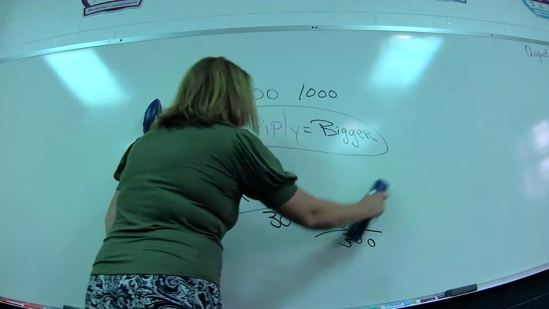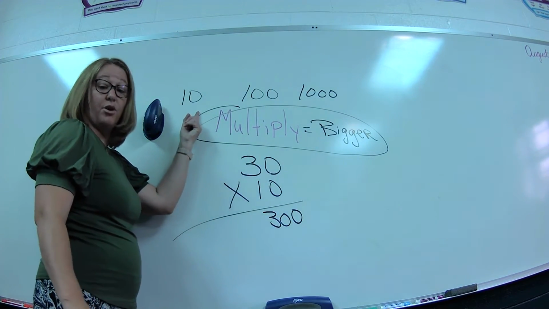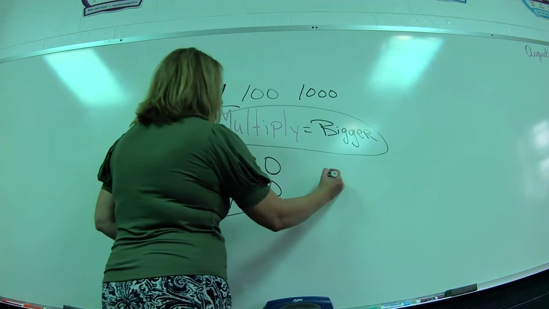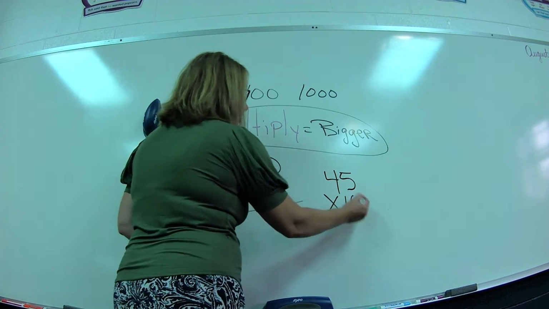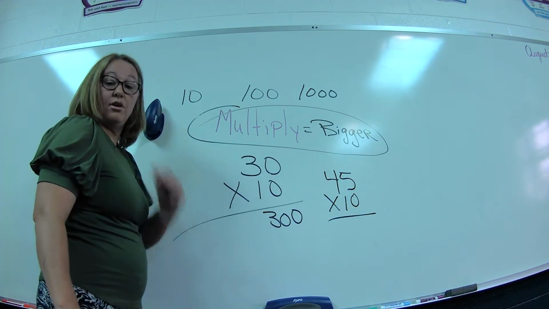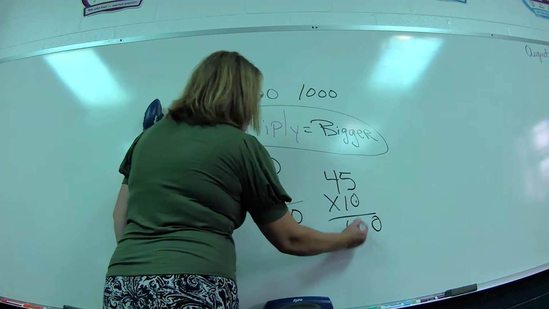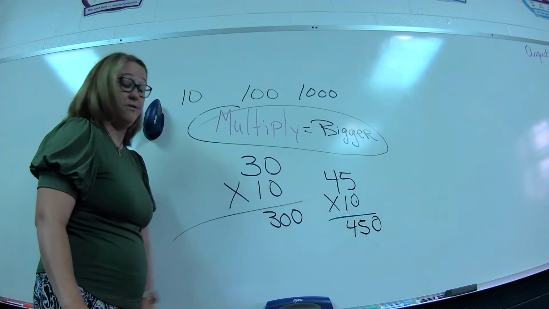But we can know if we're going to multiply by 10, tens have 1 zero. We will add 1 zero to our answer. All right? So 45 times 10. Well, there's my 0, and then 1 times 45 is 45, so 450.